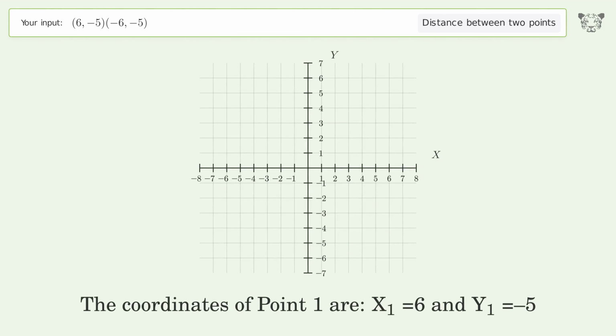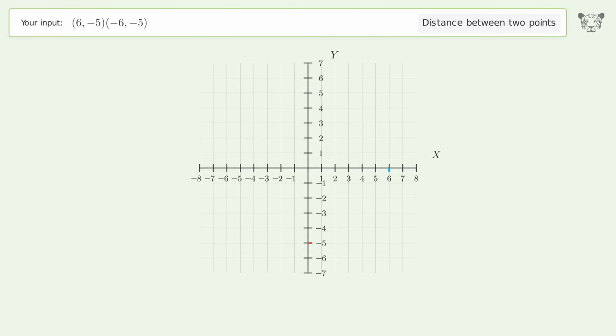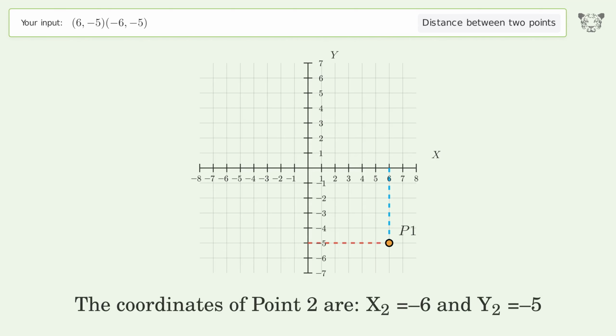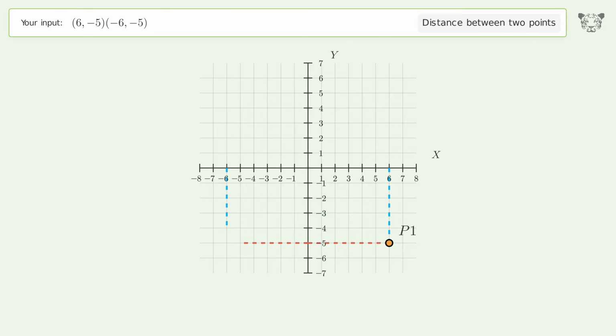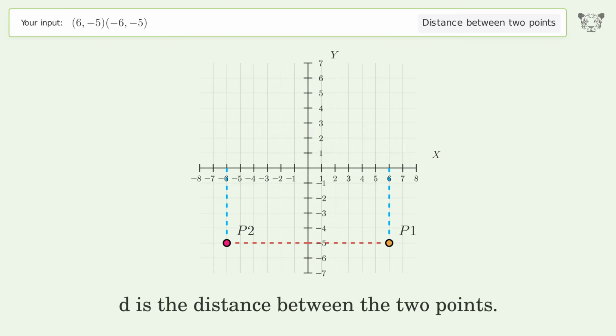The coordinates of point 1 are x1 equals 6 and y1 equals -5. The coordinates of point 2 are x2 equals -6 and y2 equals -5. D is the distance between the 2 points.